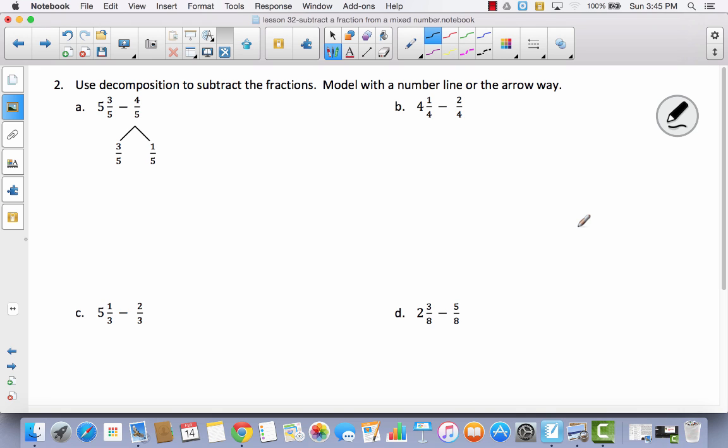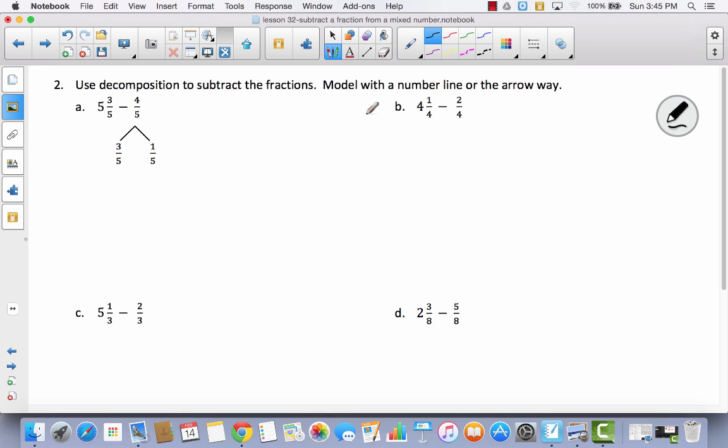All right, now, this time we're going to choose a different strategy. It says use decomposition to subtract the fractions. Model with the number line or the arrow way. Now I want you to notice first of all what we did here. We took 4/5, and because I cannot take 4/5 away from 3/5, I decompose it into 3/5 and 1/5. The reason why they were decomposed this way is because I can take away 5/5, and then I'm going to take away one more fifth, okay?